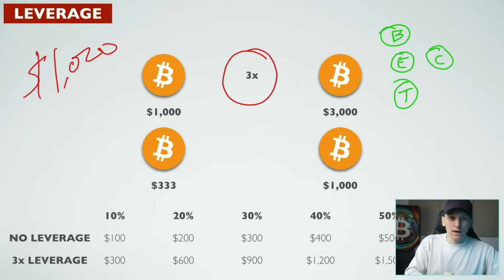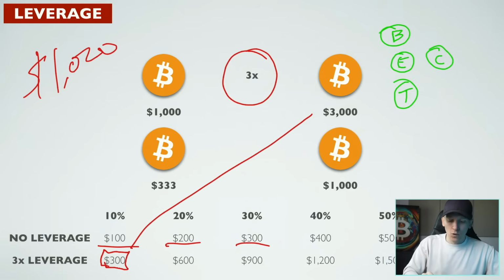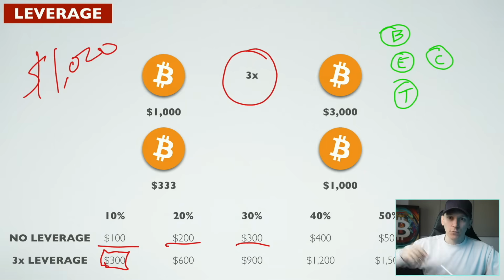So with no leverage, a 10% move in a $1,000 trade is $100. 20% is $200, 30% is $300, and so on. But with 3x leverage, that just gets made larger. So a 10% move, if you're using 3x leverage, turns into a $300 move if you're making your trades bigger and using leverage to just trade with more than you have. So a 10% move is like a $300 move. Now that's like a 30% move in your underlying collateral that you have.